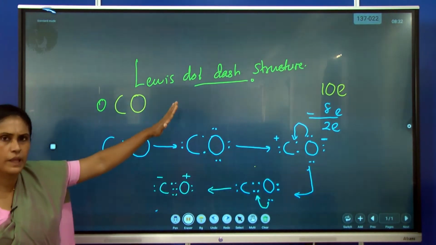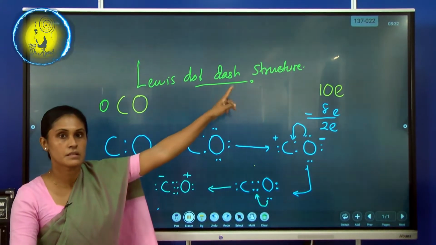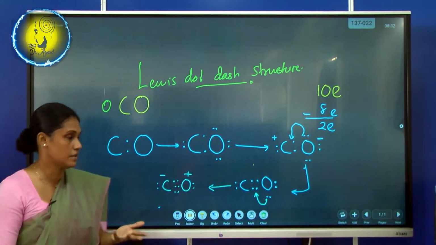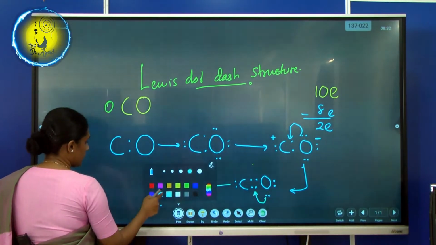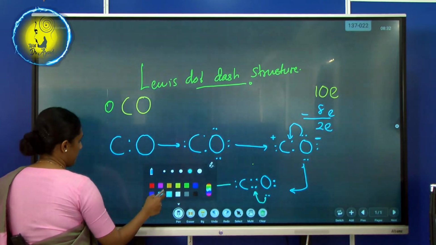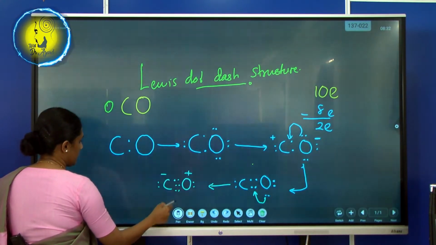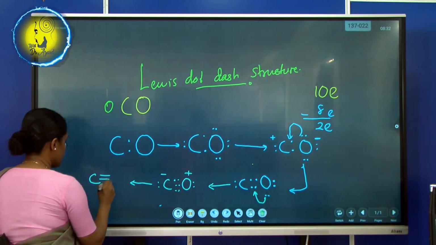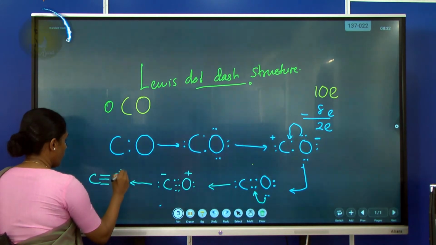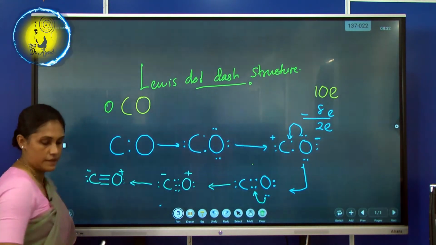Right, now we have come to the end, but they asked us to write the Lewis dot-dash structure. There should be a dash here. So therefore, this is your final step. Right, this is your final step. These are the dashes that you want to draw. And this is the charge.